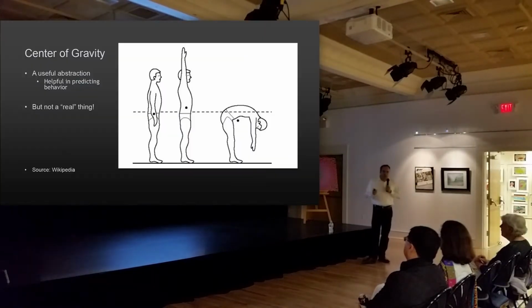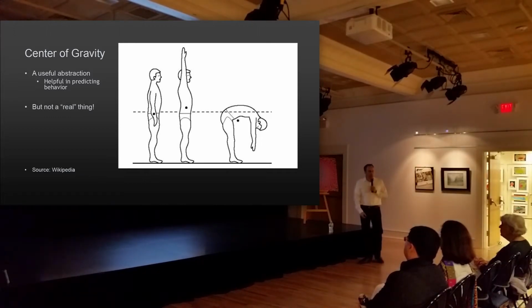Now, if you perhaps remember from your physics classes, there's a concept called center of gravity. You think, well, that's a pretty useful concept. The center of gravity of a vase, if I put it on the table, if the center of gravity is over the table, the vase will stand up. As soon as the center of gravity reaches the edge of the table, the vase will fall over. But the center of gravity is not anything real. It's just an abstraction. It's a useful abstraction. It helps us make predictions about the world, but it's not a real thing.